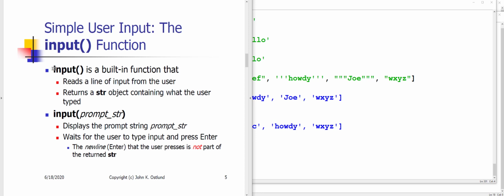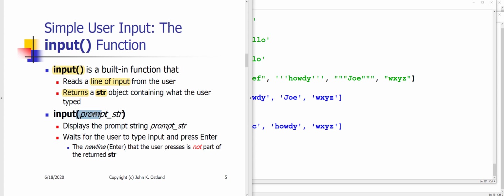For getting input from a user, Python provides a handy function called input, which reads a line of input from the user up to when the user presses the enter key. And what input does is to return a str, that is a string, containing that line of information that the user typed.